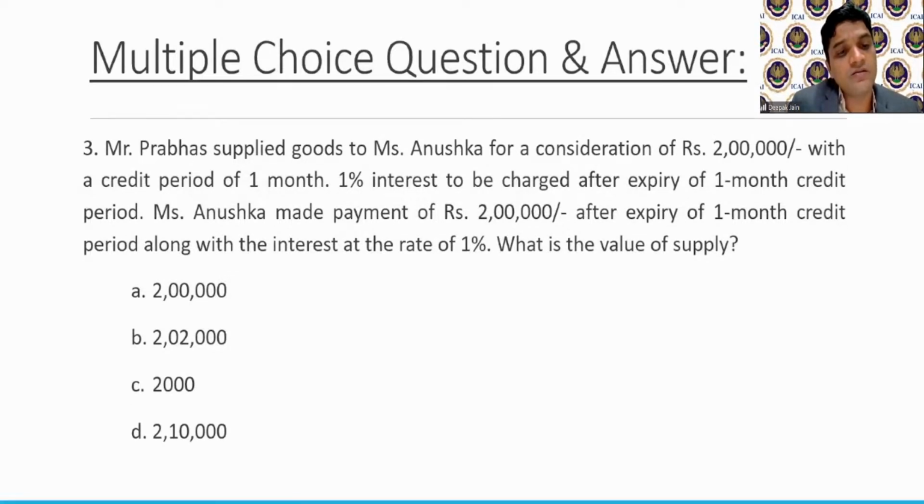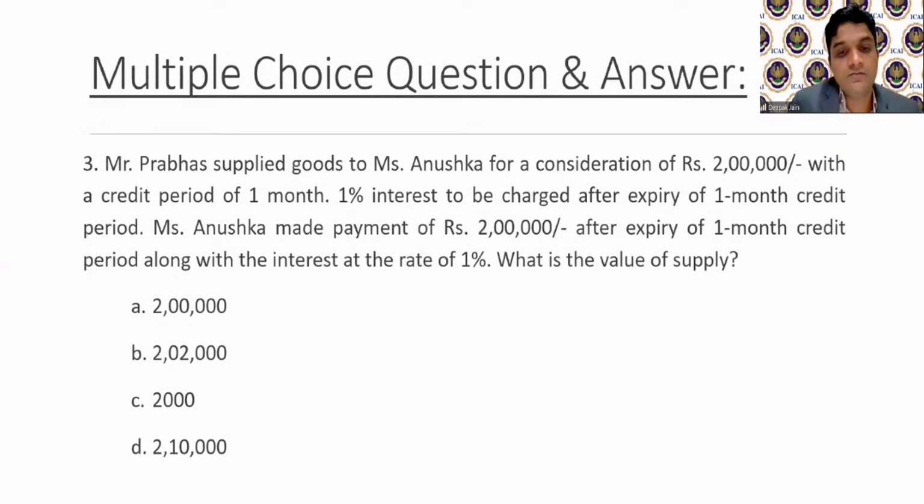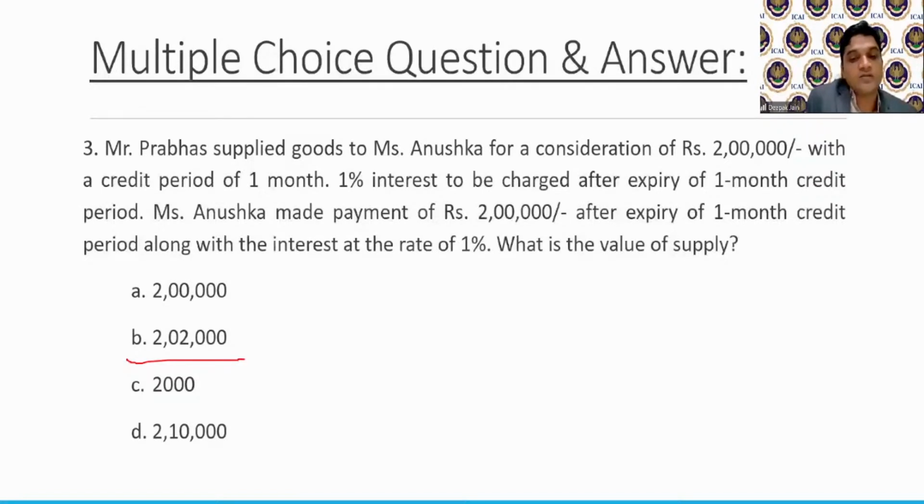Jyotija, how is it 2 lakh rupees? Three, the correct answer. As per section 15, interest or late fees are included in the value of supply. Correct. So the answer is B. 2 lakh 2,000 rupees.